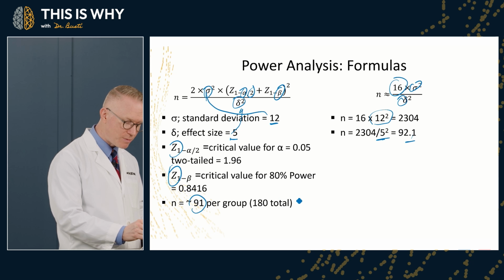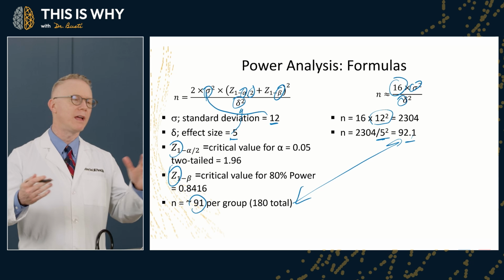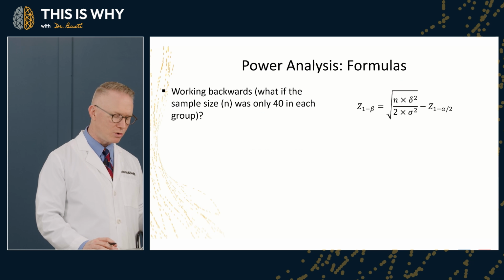So there's a small discrepancy. Okay, that's 1 or 2 patients. So you err and say I'm going to do 95, right? But I at minimum need 91 to 92 to do that.